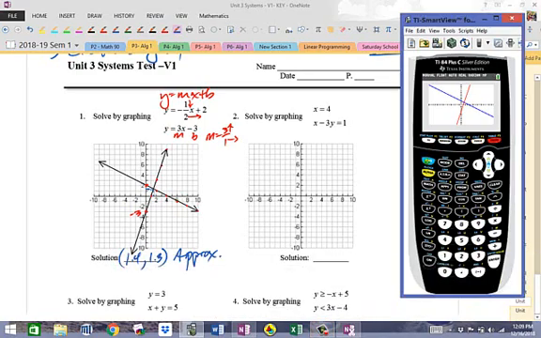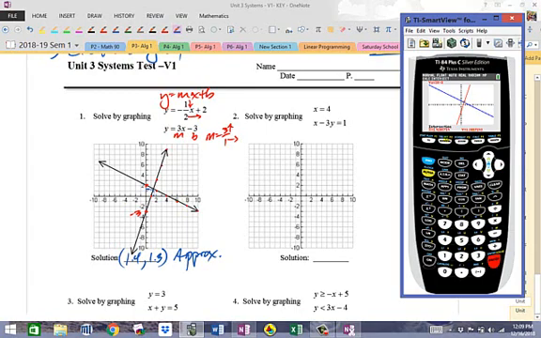Okay, so let me try this again. So second trace, which gives you the calculate menu here, you want to intersect the line. So hit number 5. And then it asks you first curve, well, that's y1. And it says what's the second curve? Well, that's y2. And this says put me at your guess, so let's go towards the intersection here. All right, hit enter. And then you'll see the intersection point about 1.4, 1.28 or 1.3.